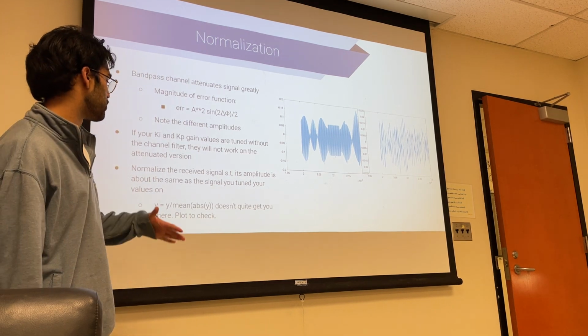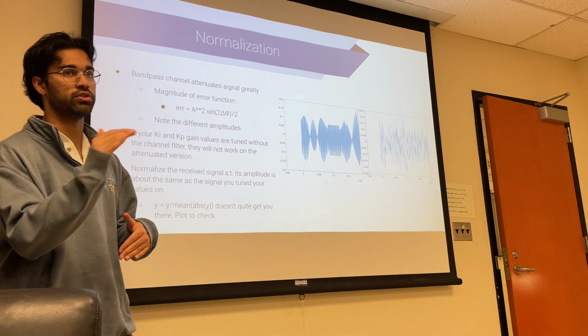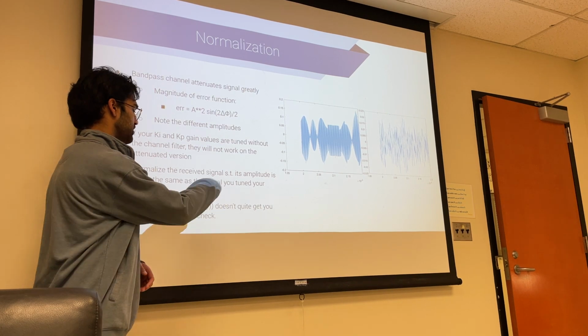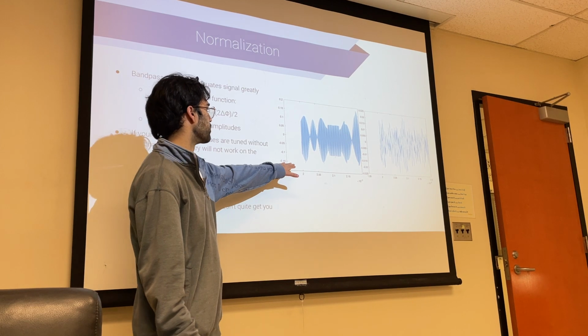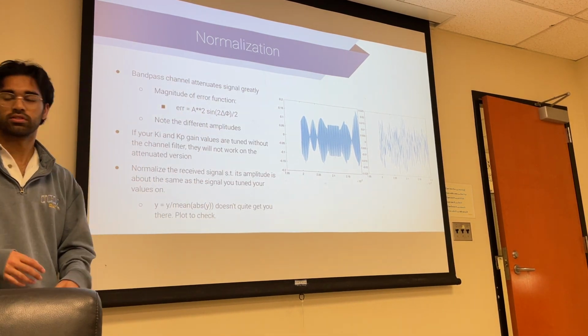And then what you want to do is plot to see: is this new normalized value the same magnitude as what you tuned it to? If it's not, then just divide it, just scale the value until it's the same as your original magnitude. And then your Ki and Kp values, the original ones, should work.